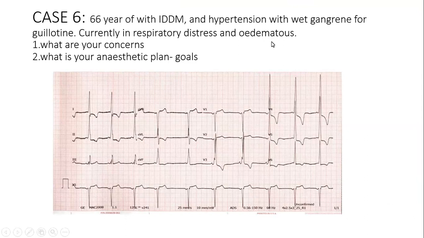Okay, you have a 66-year-old patient. Let's quickly go through this one. You have a 66-year-old with diabetes, hypertension, coming in for emergency amputation. The patient is not looking to go into respiratory distress, edematous. What are your anesthetic concerns and what is your anesthetic plan? I just want you to give me the goals of how you would anesthetize the patient. Don't go into attaching monitors and all of that.